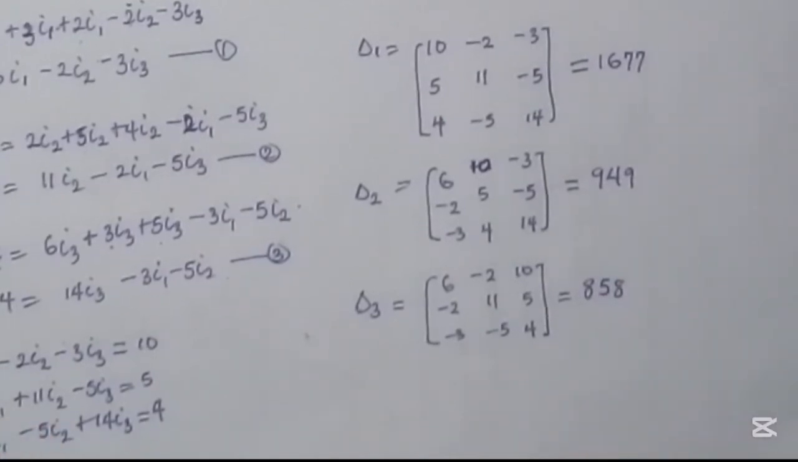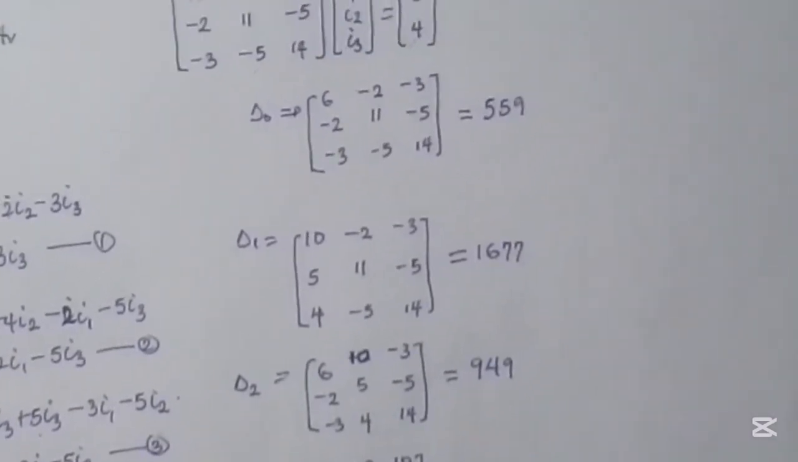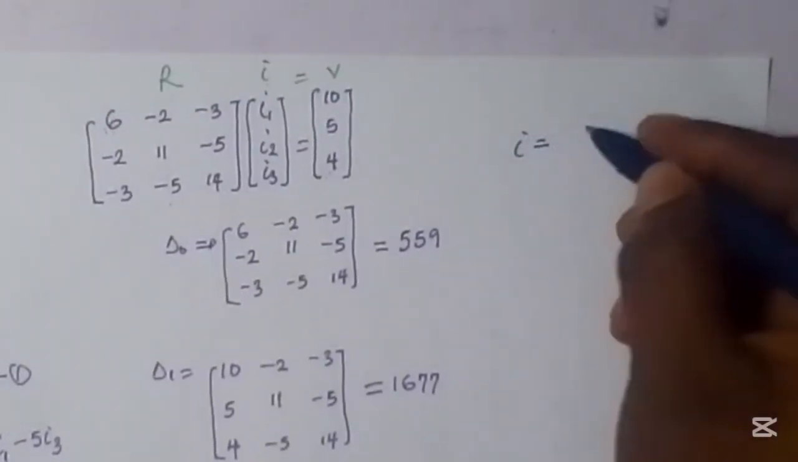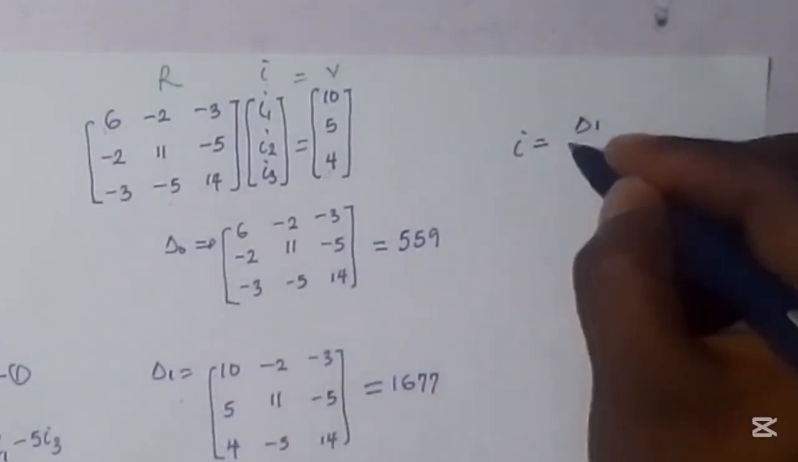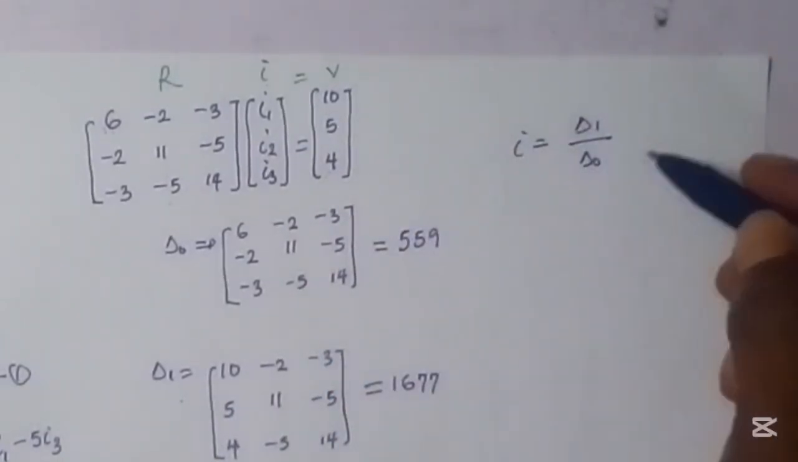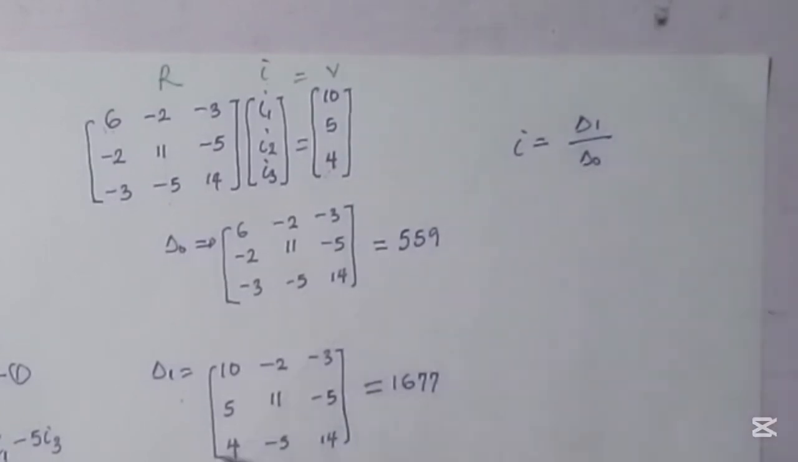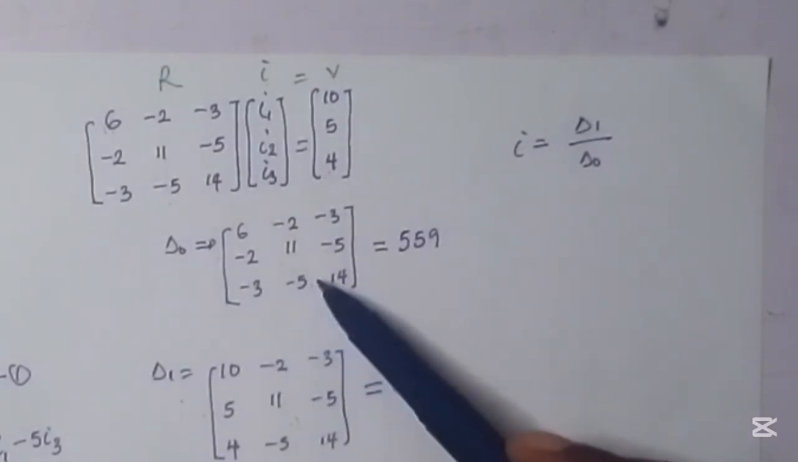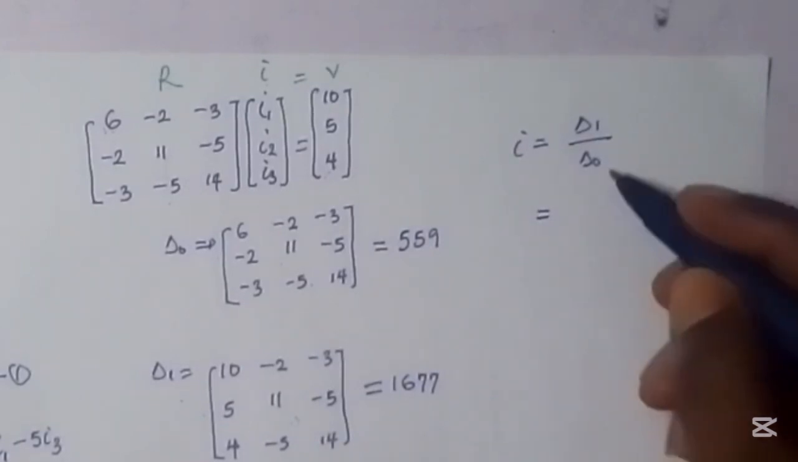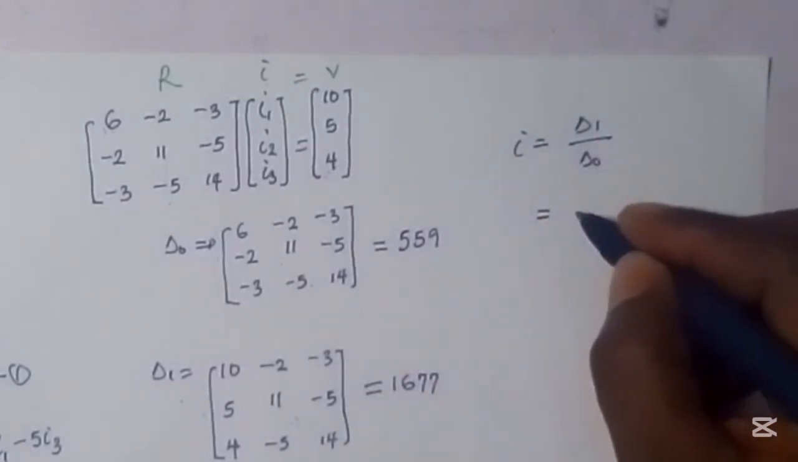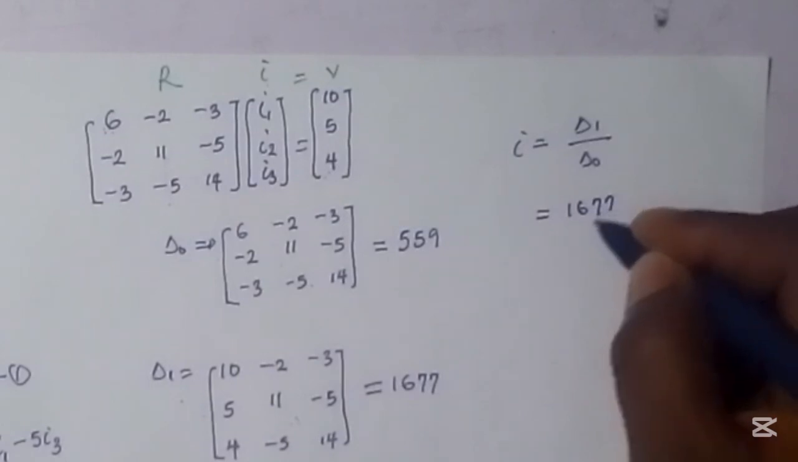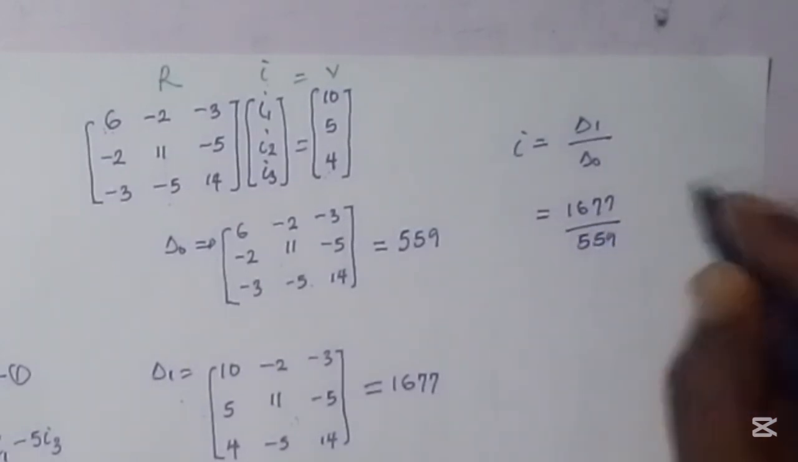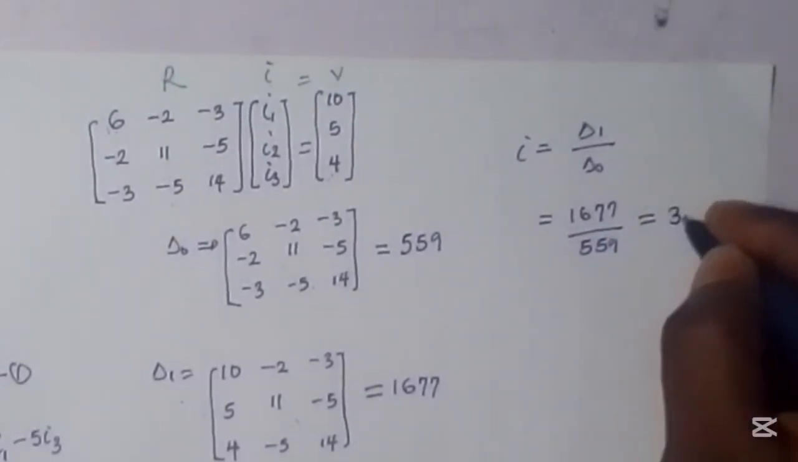So quickly, how do we get the values for our I1, I2, and I3? The simple formula for I1 will be what? Dividing delta 1 by delta 0. We know that delta 1 is the determinant of this matrix and delta 0 is the determinant of this particular matrix. Substituting the values we now have, this is 1677 divided by 559. That will give us 3 amps.